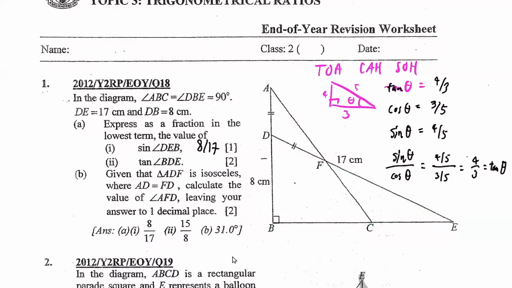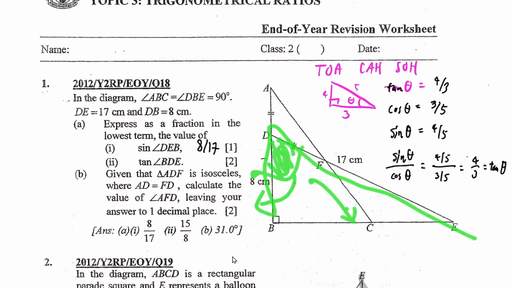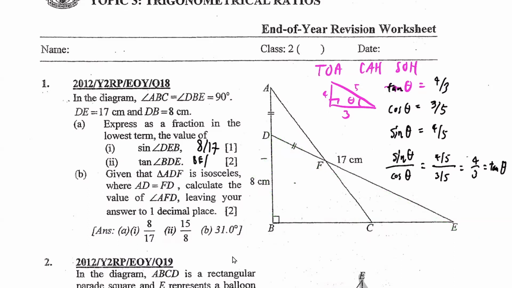How about tangent BDE? Opposite, BE, divided by 8. But wait, we don't know what BE is. Never mind, we can just write down first. Because it's a 2-mark question, you need to solve for BE first. How do you find BE? Let's take a look. Square root of 17 square minus 8 square. Very good. So this is 15.